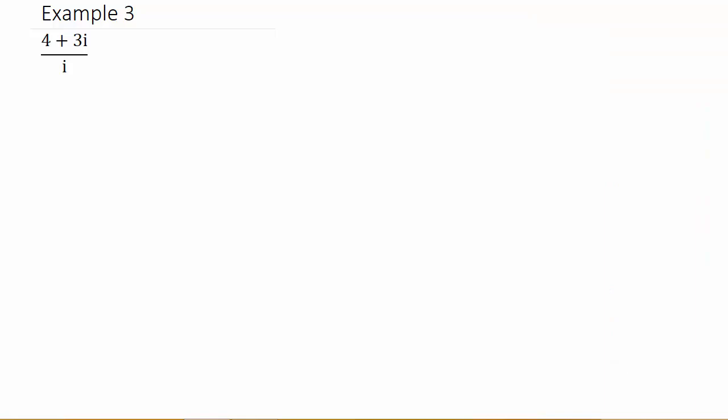Alright, example 3. Alright, so I've got 4 plus 3i over i. Remember before we've been multiplying numerator and denominator by the conjugate of the denominator. Well, if you look at the denominator, it's i. But notice that i is the same thing as 0 plus i. Okay? The a is just missing. The a is 0 in this case. And so the conjugate would be a minus i, or just negative i. So I'm going to multiply numerator and denominator by negative i.